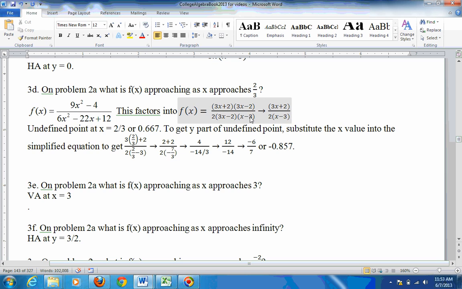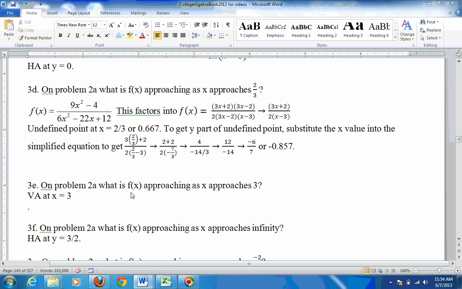Substitute the x part, the 2/3, and that is the undefined point because you said, where did the 2/3 come from? The 2/3 didn't come from 3x plus 2. The 2/3 came from setting 3x minus 2 equal to 0. If you set 3x minus 2 equal to 0, you get 2/3. So now what is the y part of that? Well, put the 2/3 back in here, not in here, but in here, and simplify it. And I did that right here, and you get negative 0.857. And that would be the answer to that problem. There's actually a hole in the graph, and that's what the graph is getting close to, that height right there of negative 0.857. That's the answer to that problem.